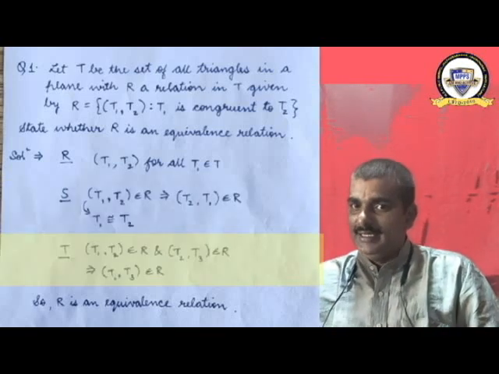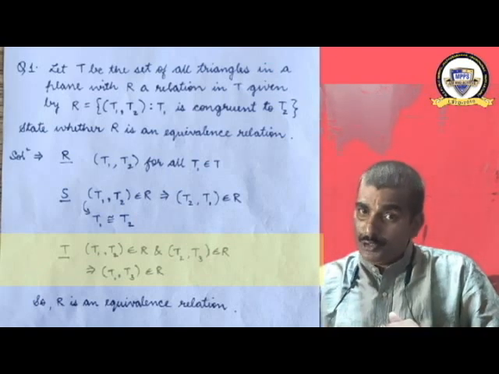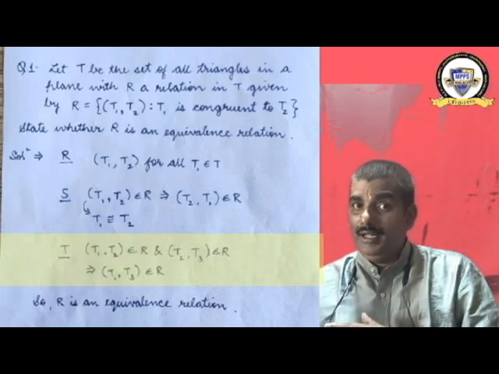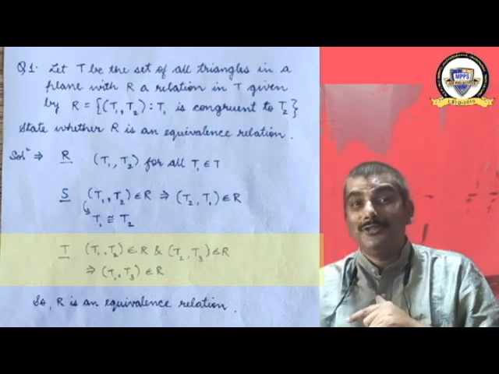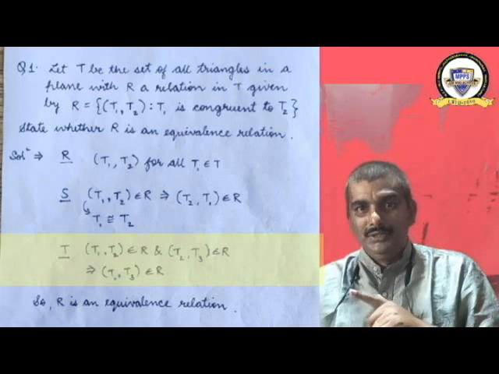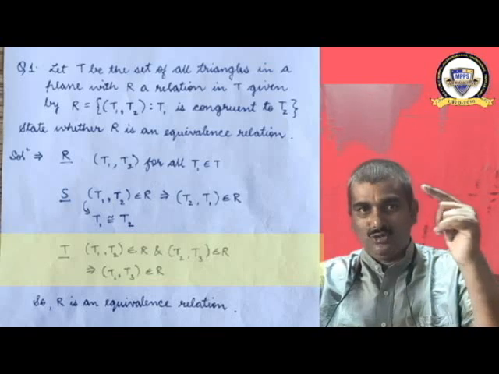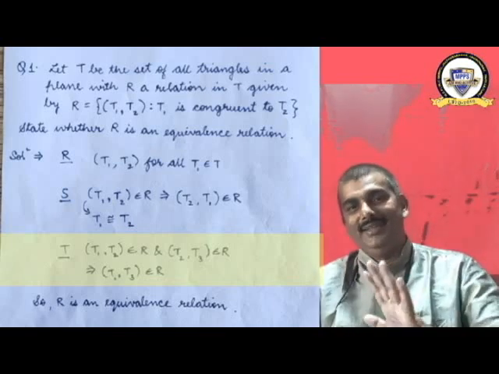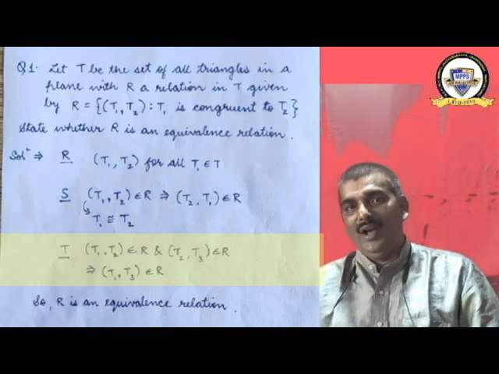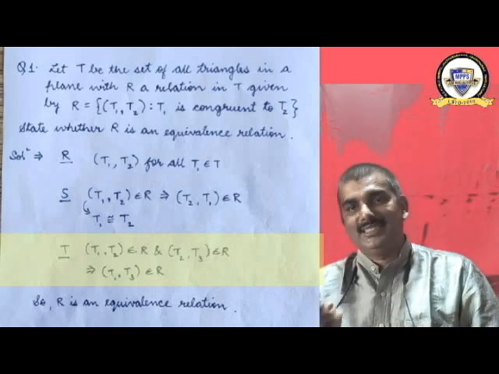Now the third case, that is transitive. See, T1 is congruent to T2, then T2 is congruent to T3, so T1 will be congruent to T3. No? T1 is congruent to T2, then T2 is congruent to T3, then T1 and T3 also should be congruent. No? That is why it is transitive. So our relation is equivalence. Why? Because it is reflexive and it is transitive and it is symmetric.